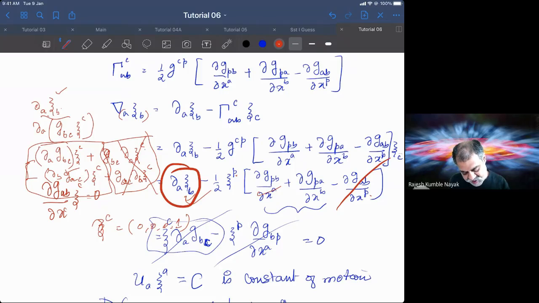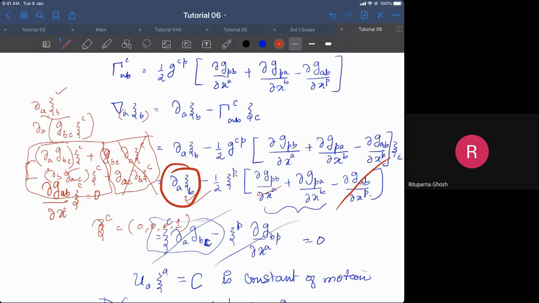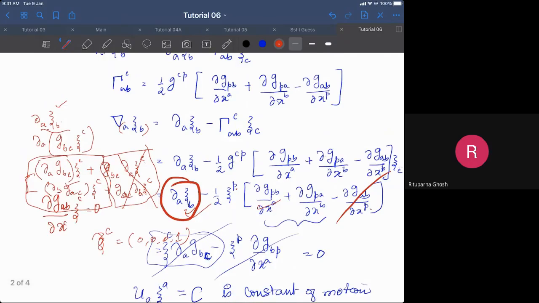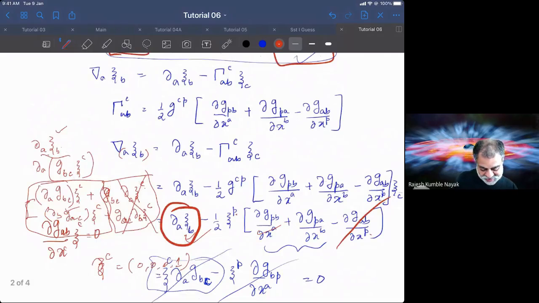We can simply rotate the index and add them up, right? That goes to 0, but that doesn't mean that each of them is individually 0. That is a slip of tongue or whatever it is. Individually they are non-zero. That's not possible because you see what happens here.